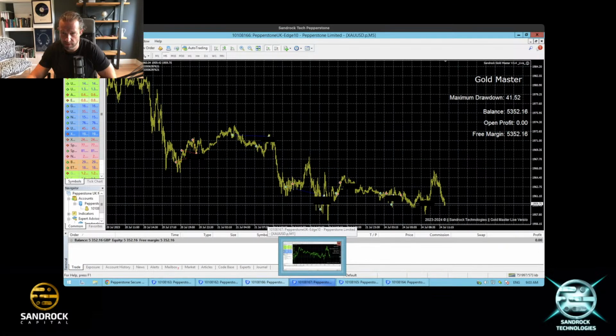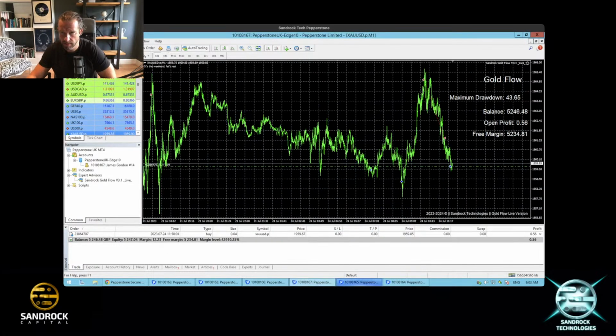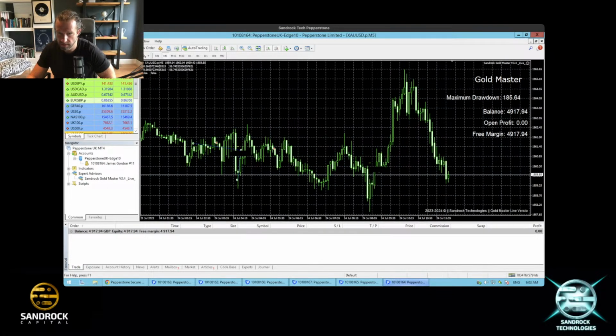Gold Master, not in any trades. It's taken a couple this morning already. And the Gold Flow has just taken a buy trade. So that buy trade, if the price goes up, it'll put a stop loss or lock in some profit anyway as the price goes up. Now, if the price just drops further, then it'll place another trade below, another one below, and that sort of thing. And the Gold Master there, so that's not in any trade.